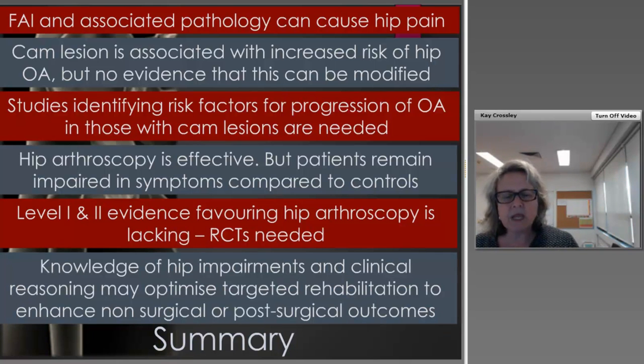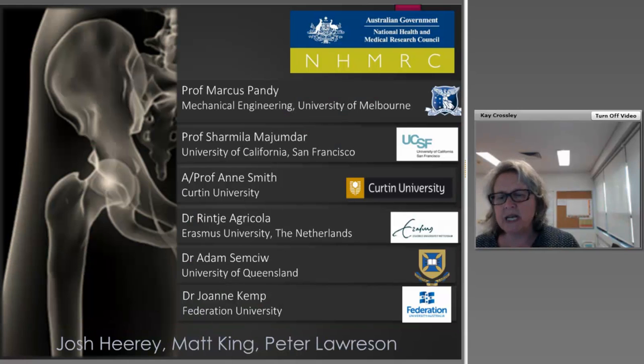And if we have greater knowledge of hip impairments and combine this with clinical reasoning, we may be able to optimise our targeted rehab, which is what Jo's going to talk about next.